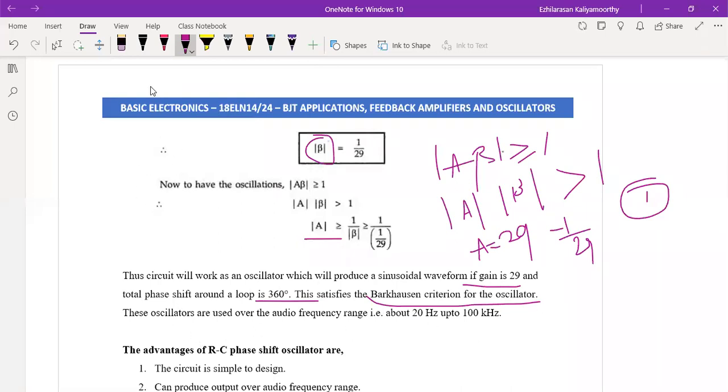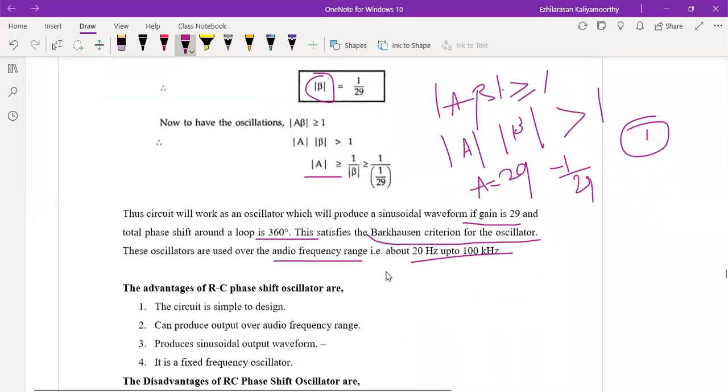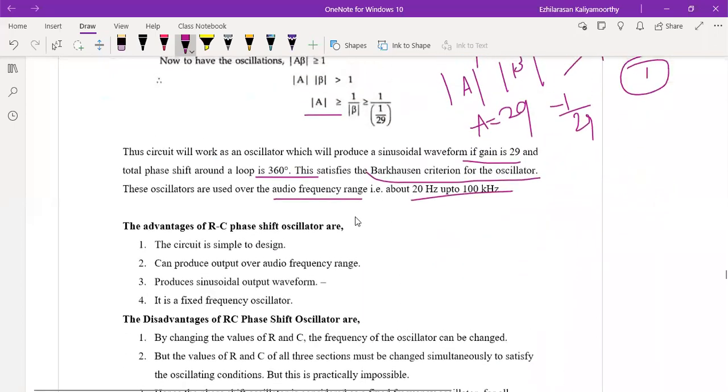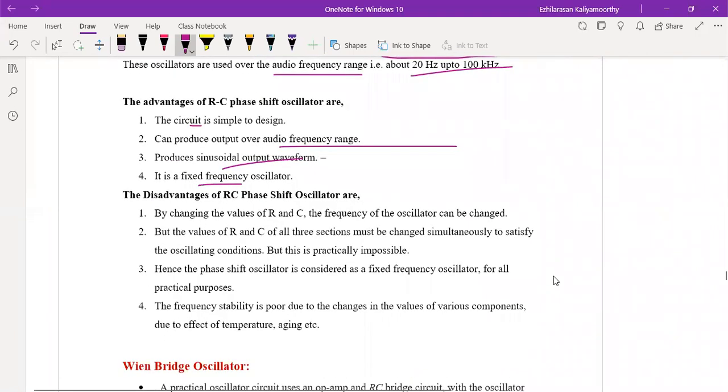This type of oscillator, the RC phase shift oscillator, is used over the audio frequency range, normally like 20 hertz to 100 hertz. So what are the advantages? The circuit is very simple. It produces output over the audio frequency range. It produces a sinusoidal output waveform. And it is a fixed frequency oscillator, not a variable one. These are some important points.